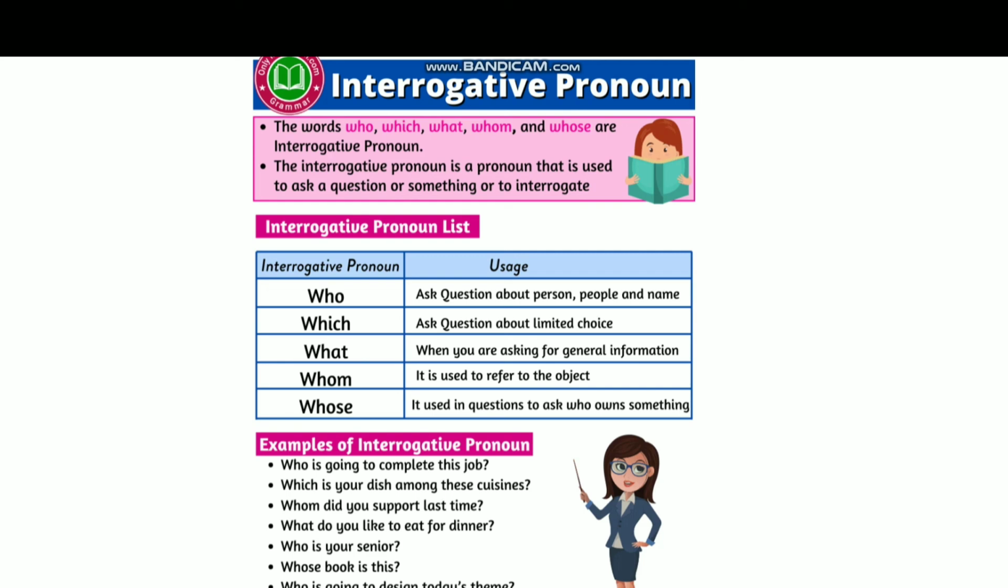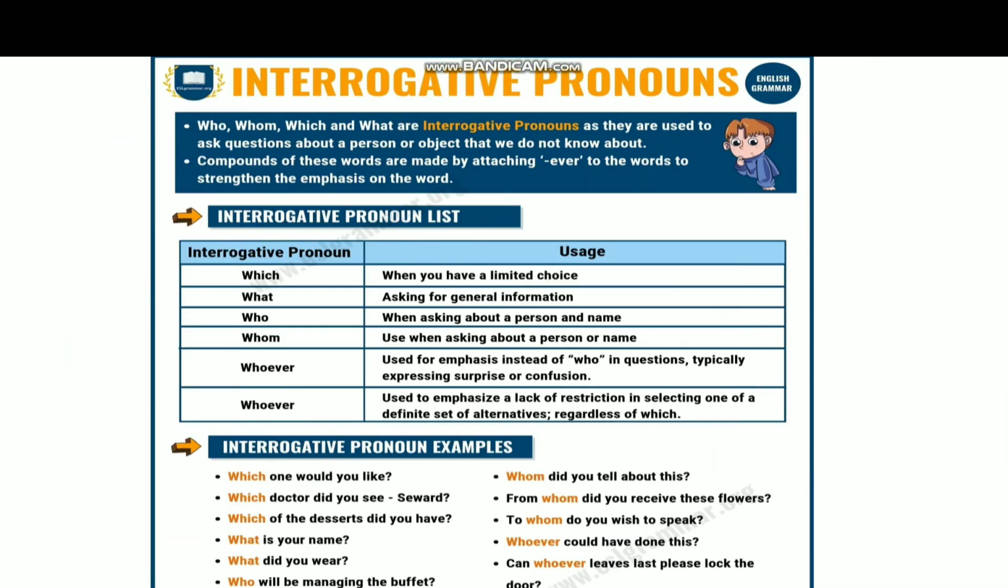For example, who is going to do this work? Which one would you like? What is your name? What did you wear? Who are all these people? So it will be noticed that these pronouns are used in order to ask questions. Therefore, they are called interrogative pronouns.